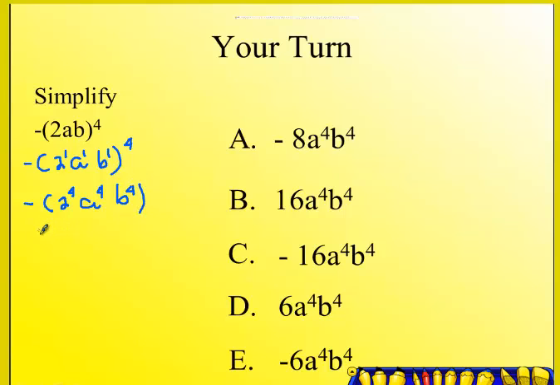So 2 raised to 4 is 2 times 2 times 2 times 2. So we have 4 factors of 2. So we know that 2 times 2 is 4, times 2 is 8, and times 2 is 16. Then I'll just have to bring down a raised to 4 and then b raised to 4. So our final answer will be negative 16 a to the 4, b to the 4. So in this case, C will be our final answer.